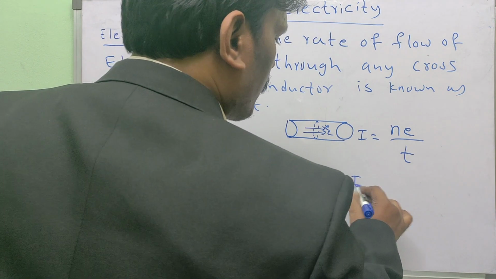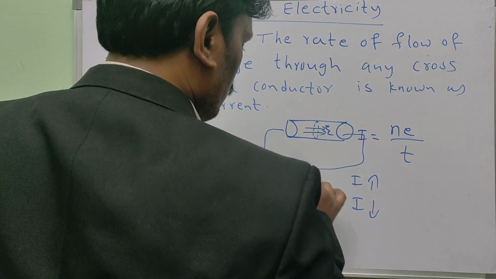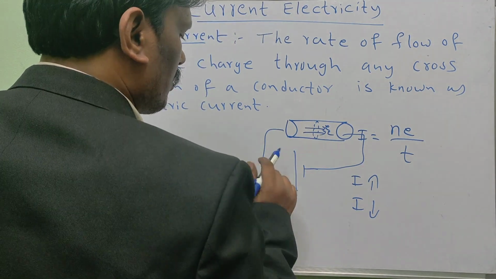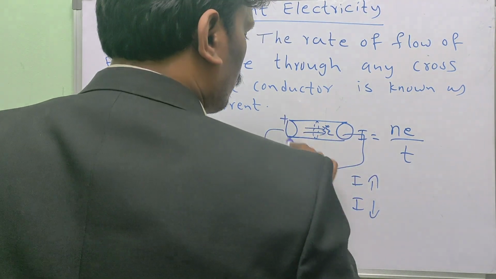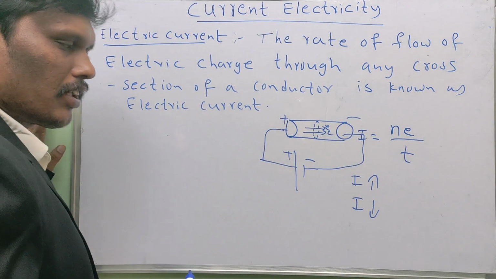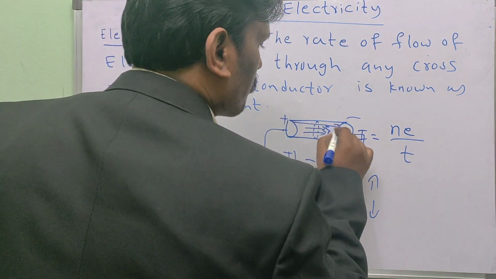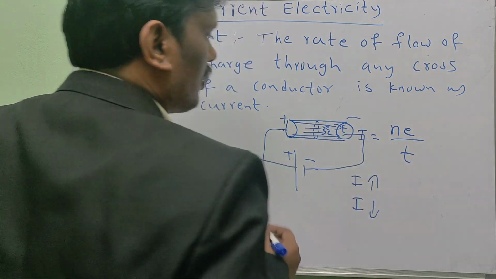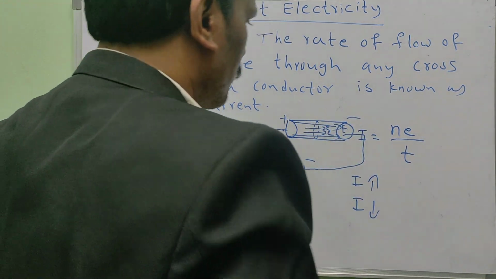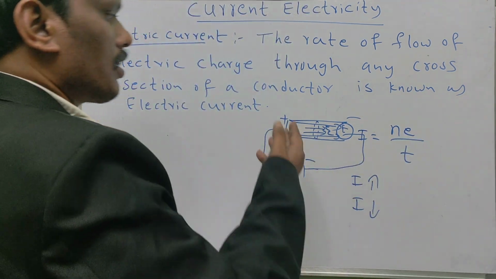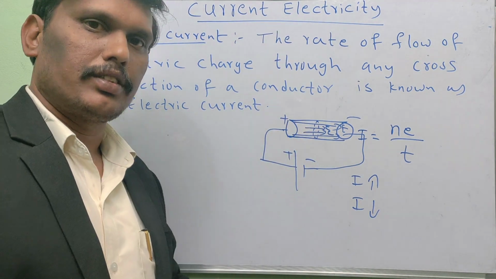Here, what is the meaning of current increases or current decreases? If I connect a cell, then one terminal behaves like a positive terminal and the other like a negative terminal, and an electric field will be created inside the conductor from the positive terminal to the negative terminal. Then the speed of the electron also increases, in the direction opposite to the electric field. Why? Because electric force acts on the electron opposite to the electric field.